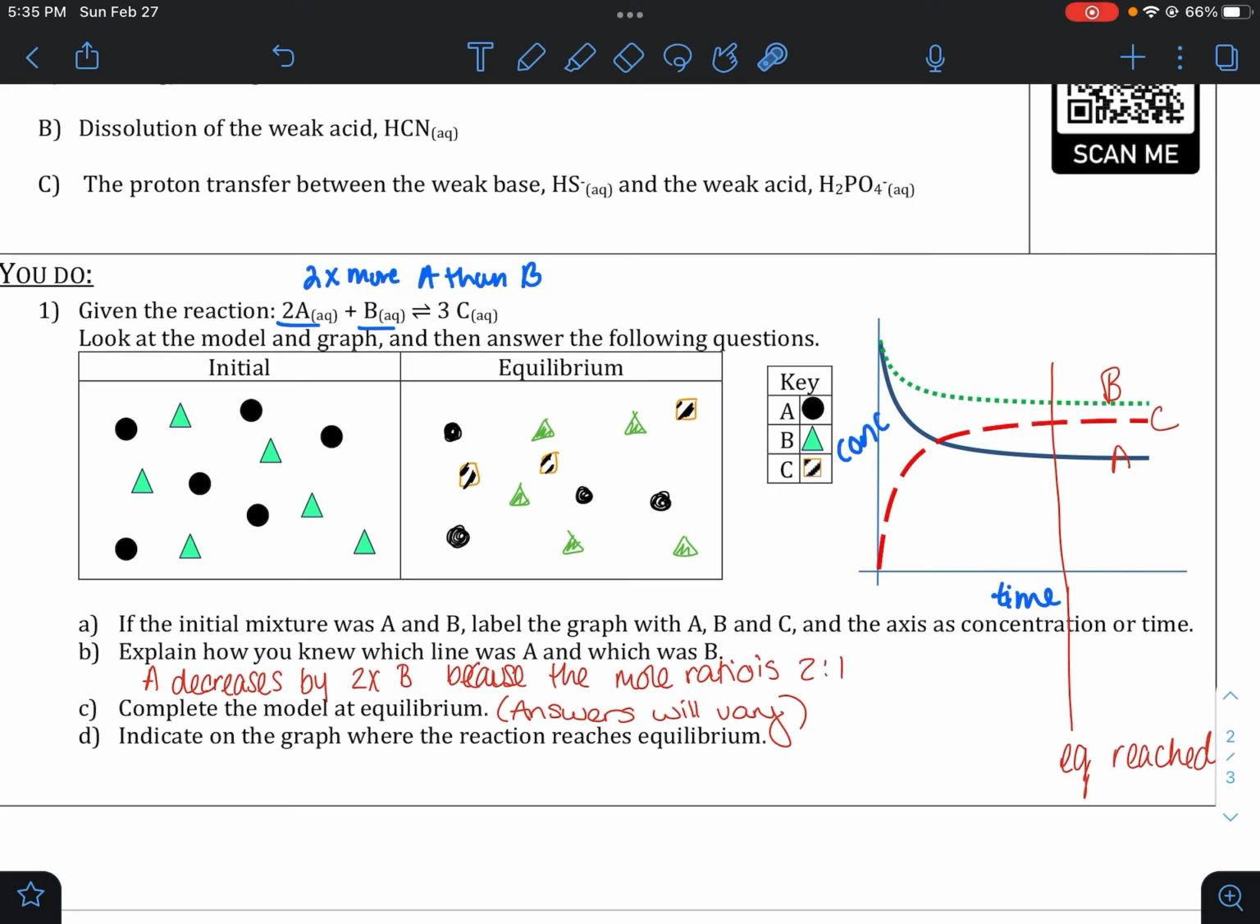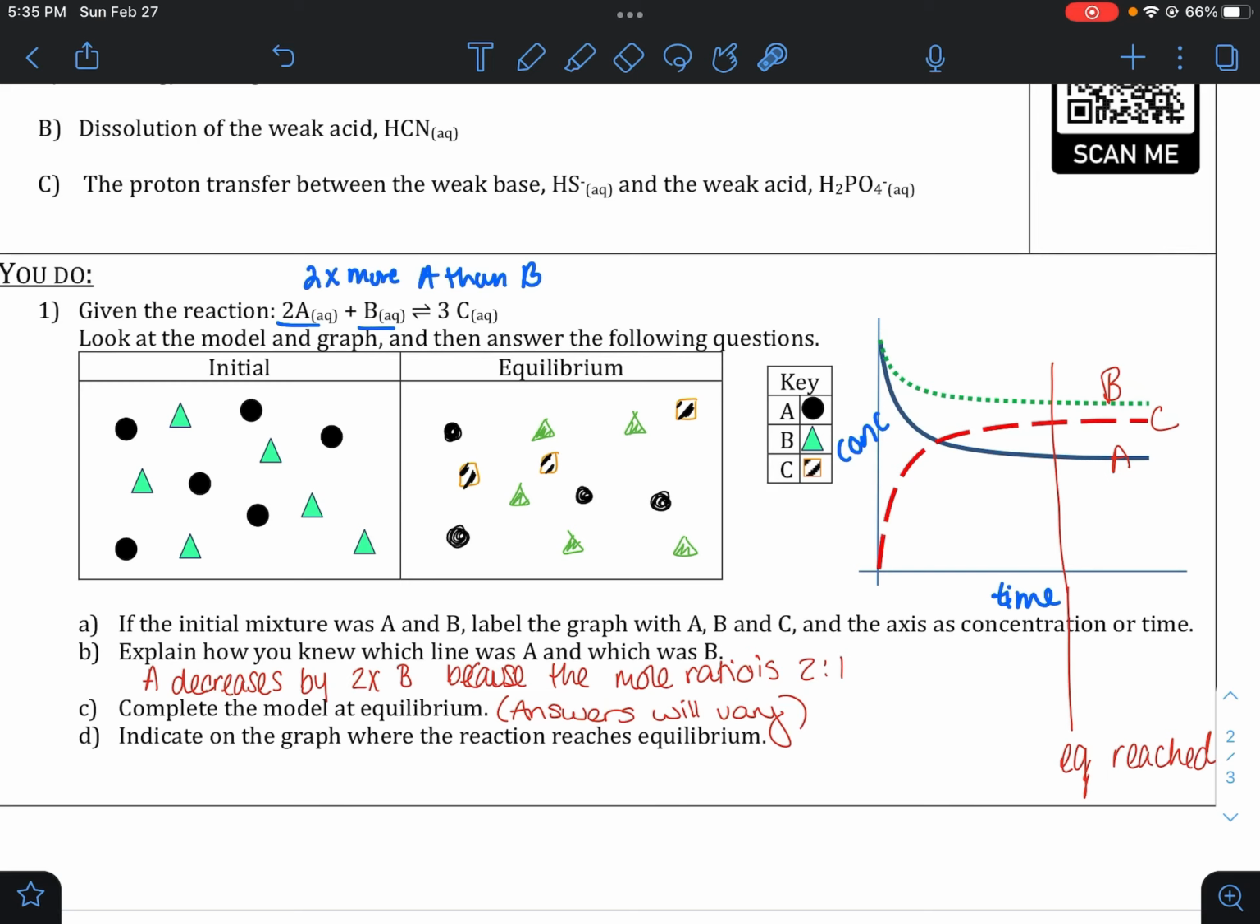B, explain how you knew which line was A and which was B. Well, because of what we just said, A decreases by 2 times more than B because of the mole ratio from your balanced chemical equation. Then complete the model at equilibrium. Lots of answers could vary.